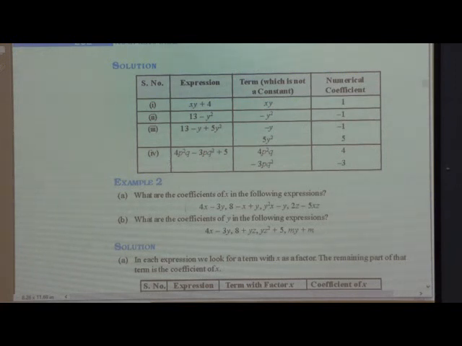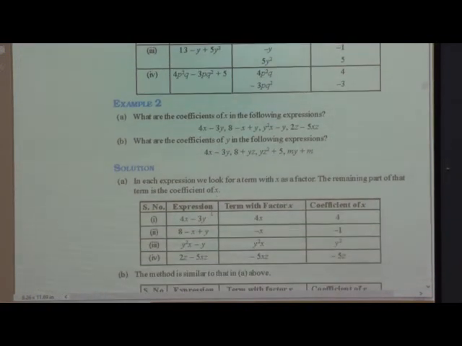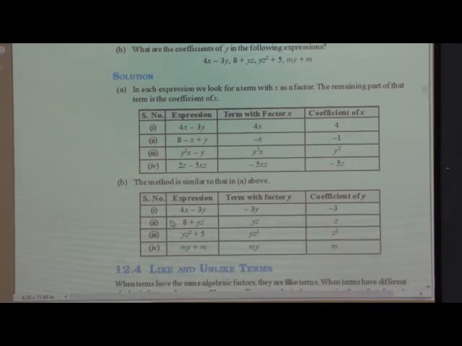Now, what are the coefficients of x in the following expressions? Here we have some expressions: 4x minus 3y, x minus 8 plus y, y square x minus y, 2z minus 5xz. We have to find the coefficient of x only. Where we find an x, that coefficient only we have to find. We are having a tabular form here.